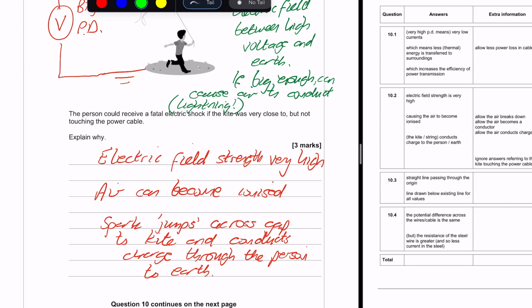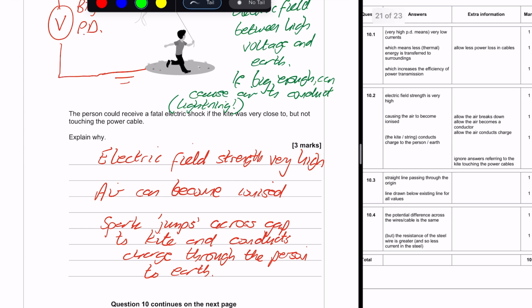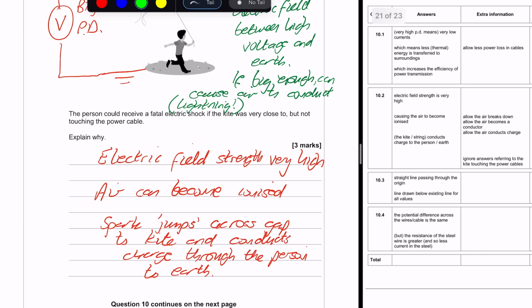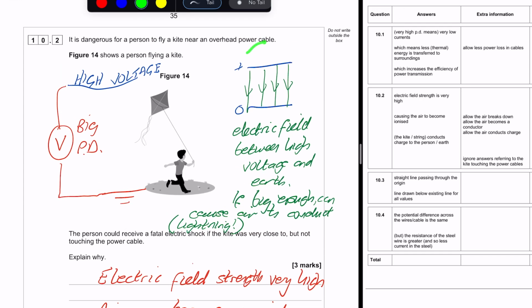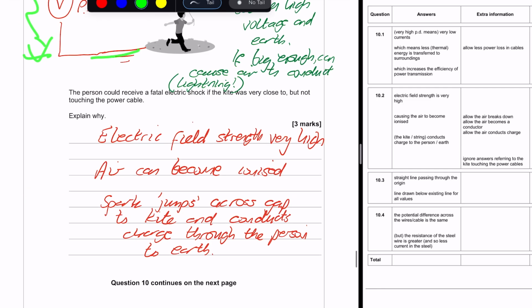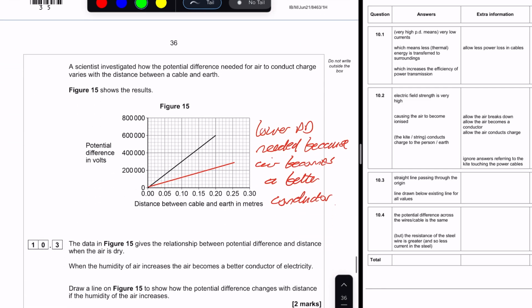Electric field strength is very high, causing the air to become ionized, conducts charge to the person or to the earth. Okay, so there's a few different ways of writing that on the right hand side. But get your head around this idea that there's an electric field because you've got a high voltage, a high potential difference between the high voltage line and the earth. In the same way, like I said, you could have it between the clouds and the ground, and then you get a lightning strike in a storm.